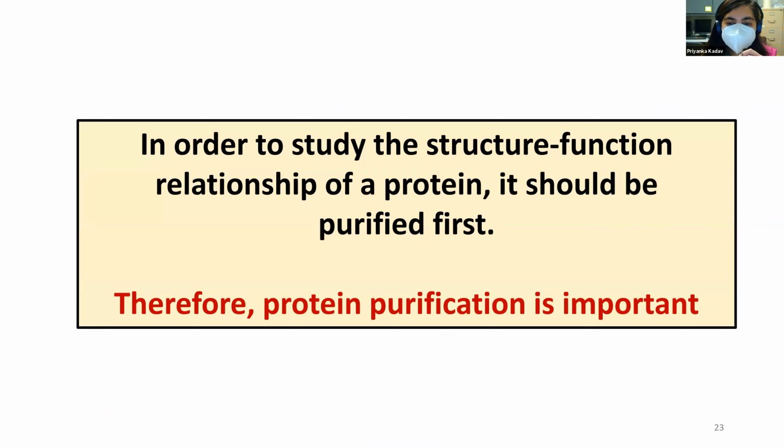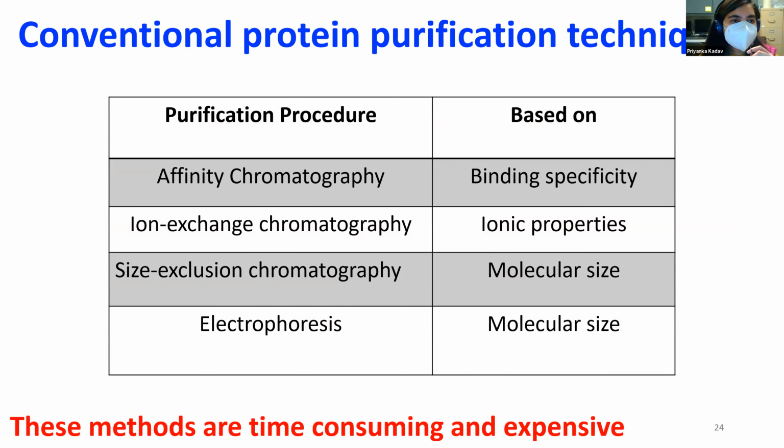Therefore protein purification is a very important process, but at the same time, it is also a tedious process. I have mentioned some of the conventional protein purification techniques that are commonly used. One is affinity chromatography, which purifies protein based on the binding specificity of a protein. Ion exchange chromatography works on the ionic properties. Size exclusion chromatography and electrophoresis separate proteins based on their molecular sizes. All these conventional techniques, which are mostly used, are time consuming as well as expensive.